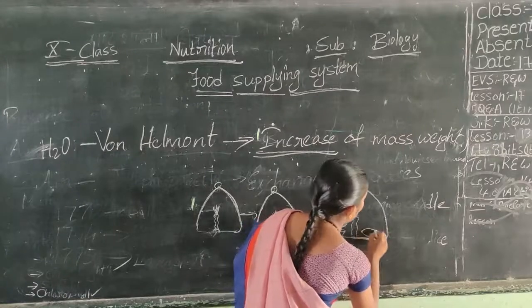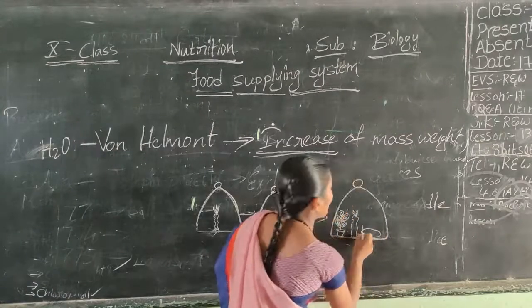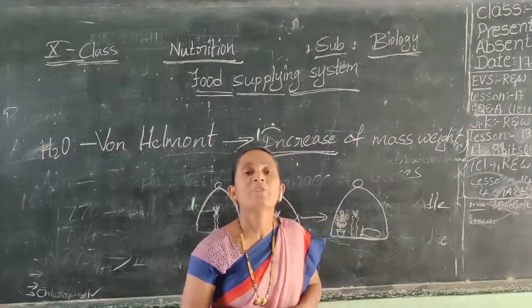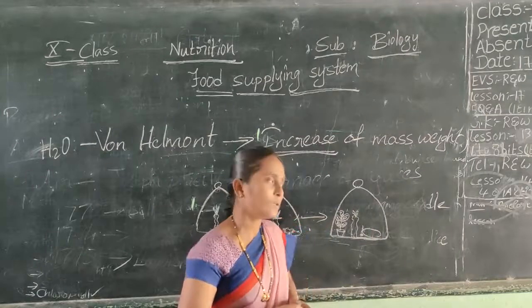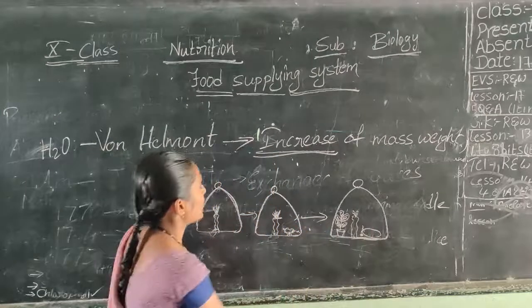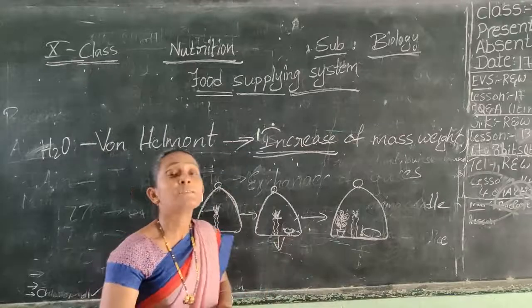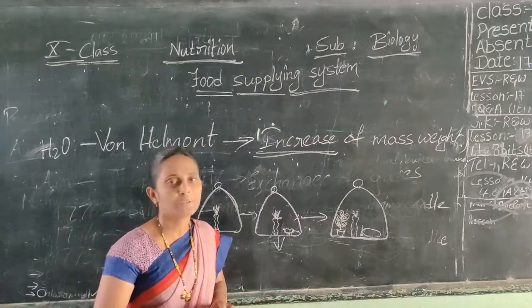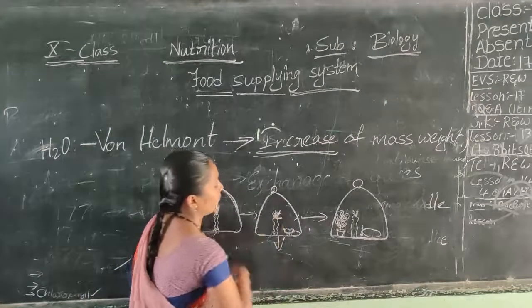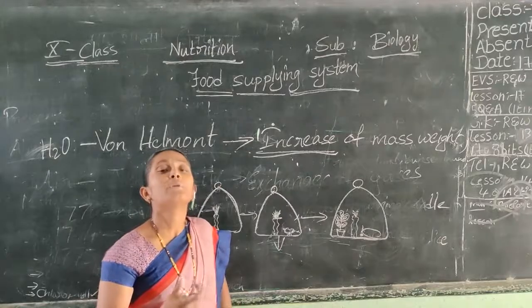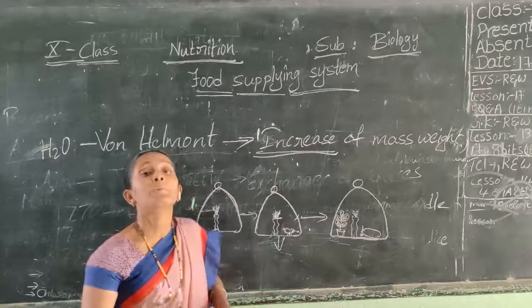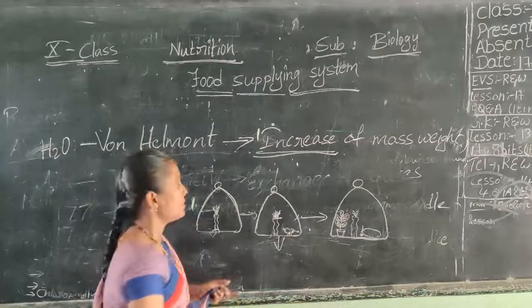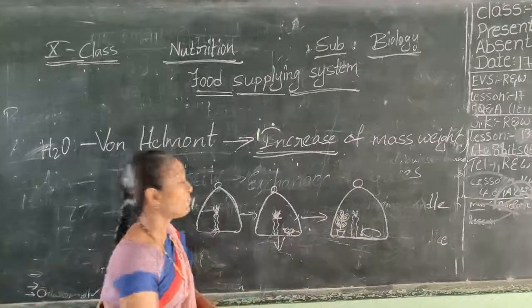After a few minutes, you see the candle continuously burning, and the mouse is in a living condition. So what did you conclude? What is the gas that helps to burn substances? Oxygen plays a major role in burning substances. The candle is able to burn continuously only when oxygen is provided to it. Here the rat was already kept inside the bell jar.